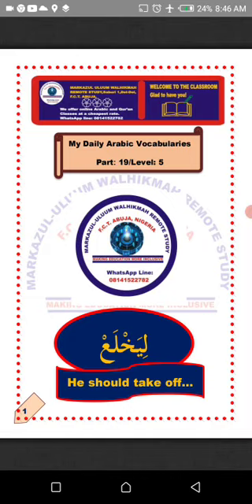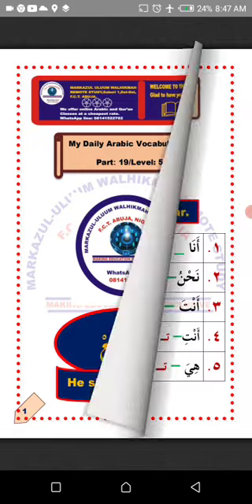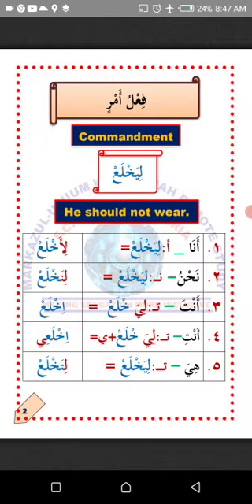Happy listening. We are going to learn from this lesson how to change the Arabic verb liyakhala to suit some certain pronouns in Arabic. Fi'lu amr, commandment. We are going to learn how to instruct others in Arabic to do something using different forms of verbs.